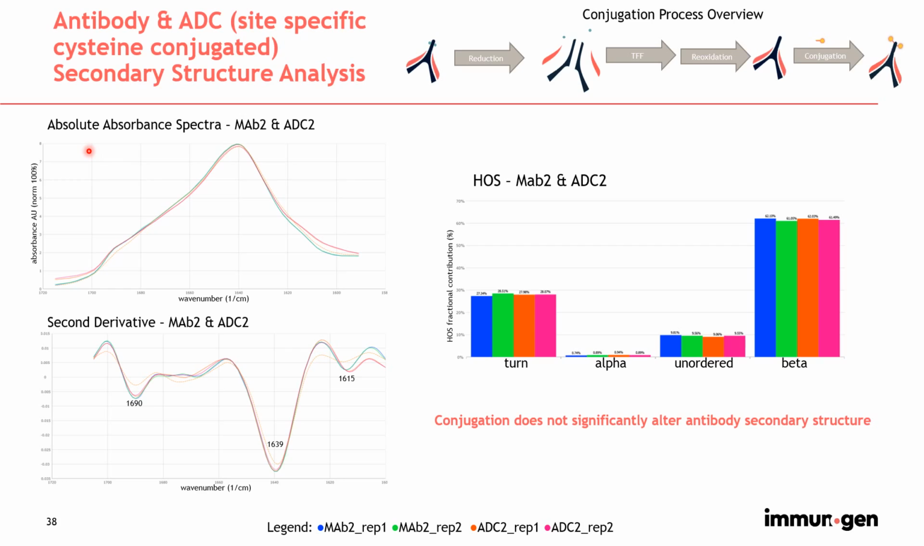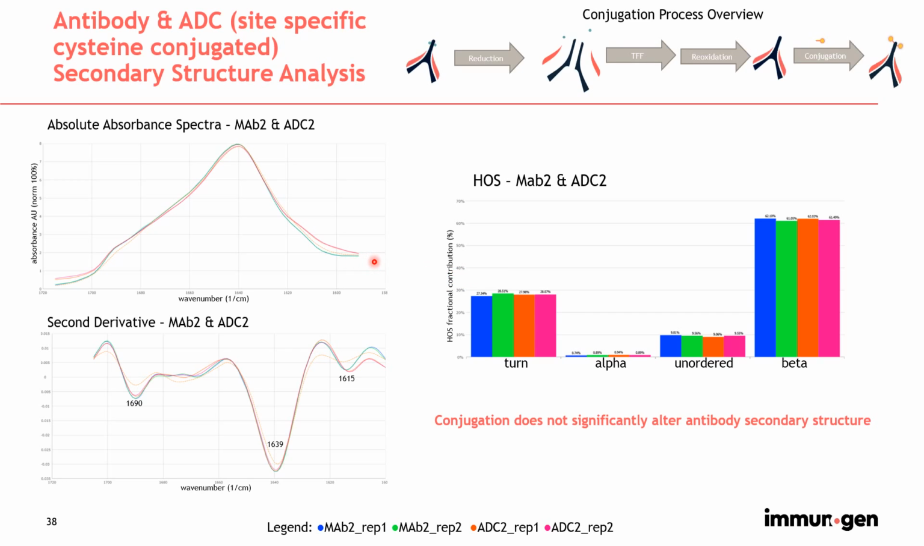As you can see from the left figures, the absolute absorbance spectra and the second derivative between the antibody and the ADC are in pretty good agreement and good overlay. On doing further data analysis from the characteristic bands of the second derivative, we are able to tease apart the fractional contributions of the different structures for secondary structure. As can be observed, a large component of the secondary structure is made of beta sheets and turns and some amount of unordered structure with very little alpha helix.